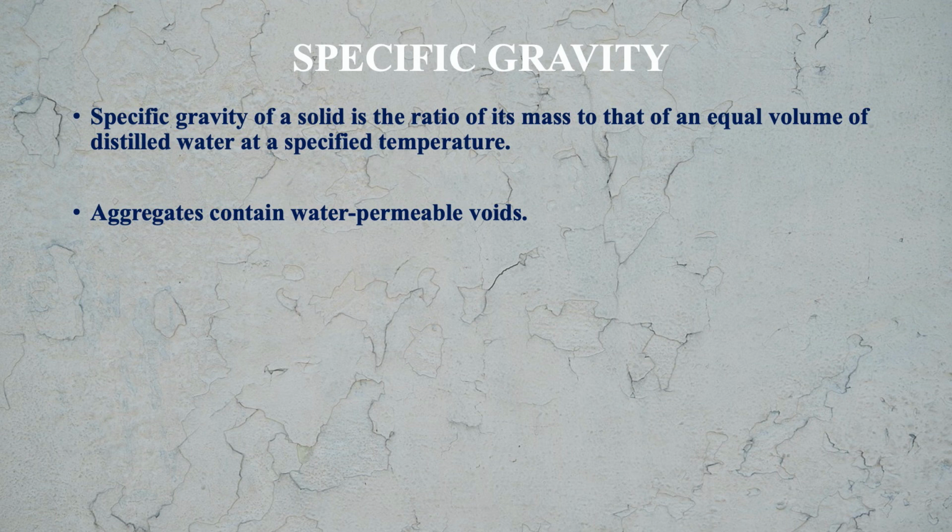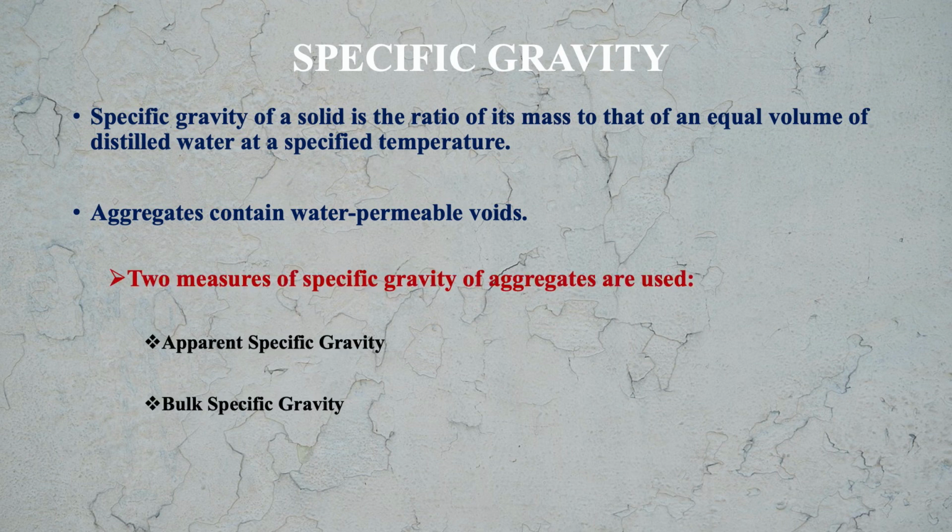Now let us talk about specific gravity. The specific gravity of a solid is the ratio of its mass to that of an equal volume of distilled water at a specified temperature. So this is the general definition of specific gravity. But as you know, aggregates contain water permeable voids. So two measures of specific gravity of aggregates are used: apparent specific gravity and bulk specific gravity. Let us discuss first the apparent specific gravity.